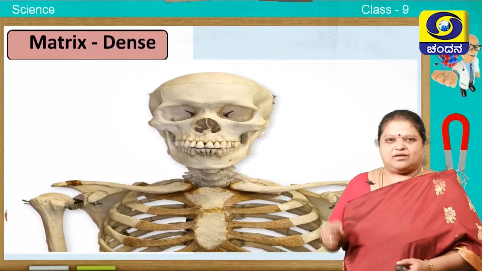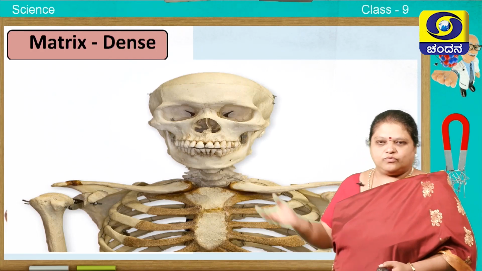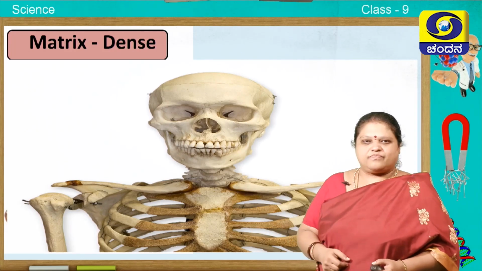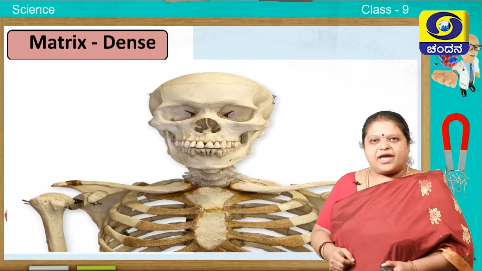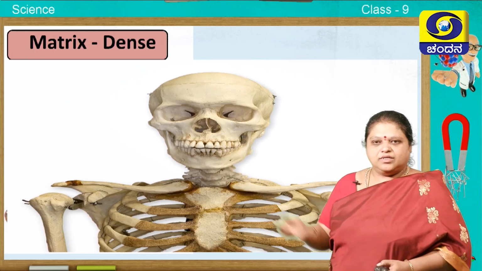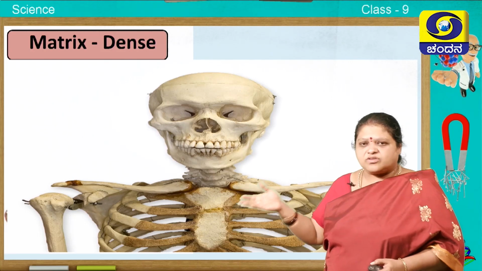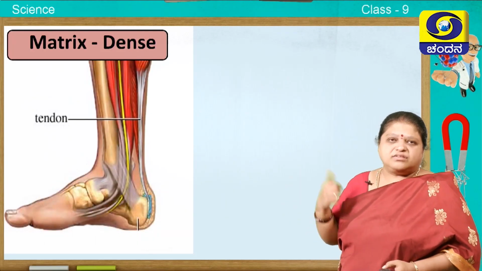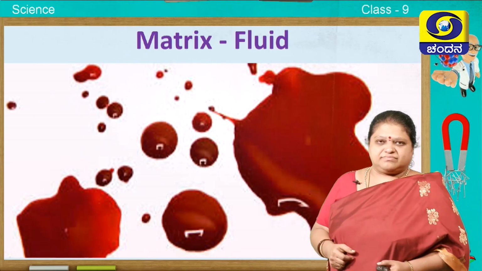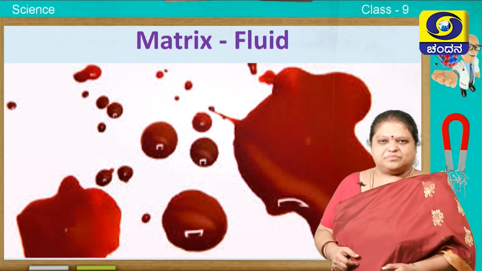Now first we will come to the dense matrix. Here the matrix is solidified. What do you see here? Yes, the skeletal system, that is the bones. The matrix is very hard mainly because it is made up of collagen fibers which act like a cement material. So it has to be very strong. That is why the matrix is dense or solid in nature. So we find tendons also in this. Next we will find if the matrix is fluid in nature, like blood present here, that time it is called fluid connective tissue.